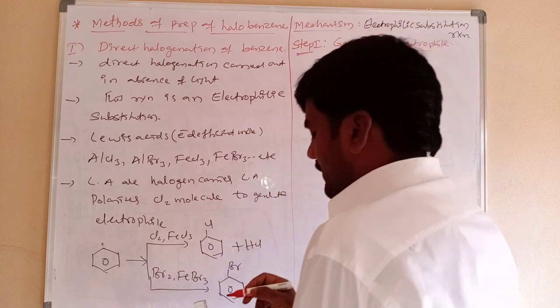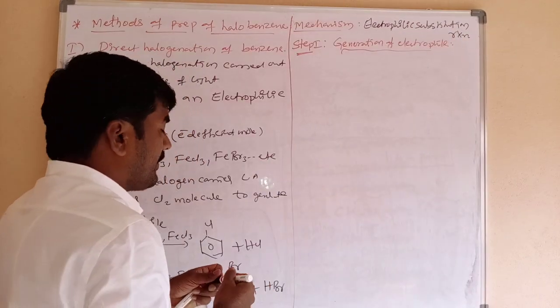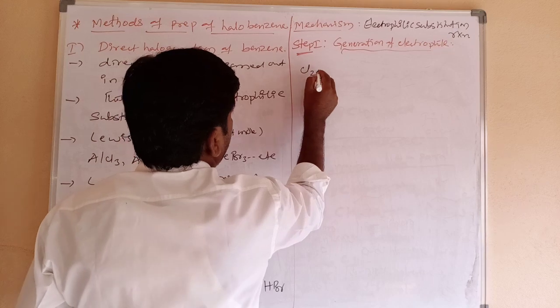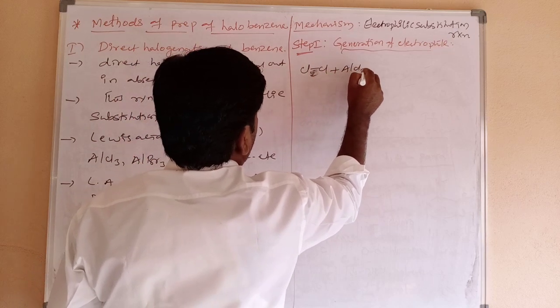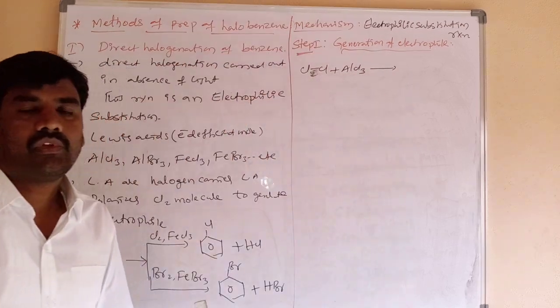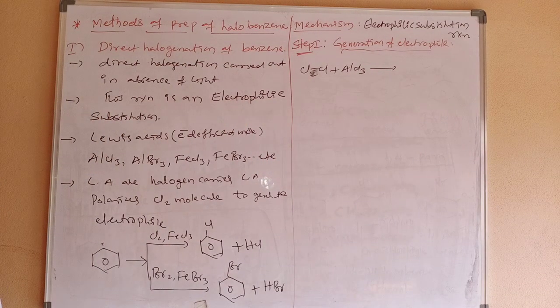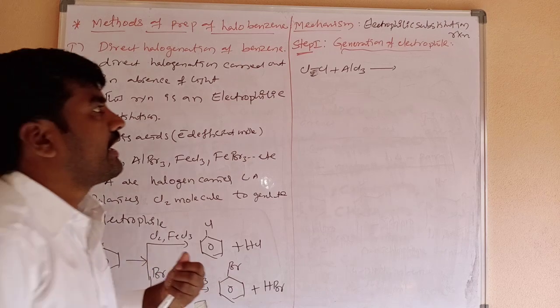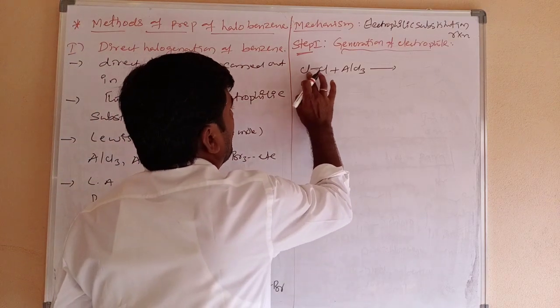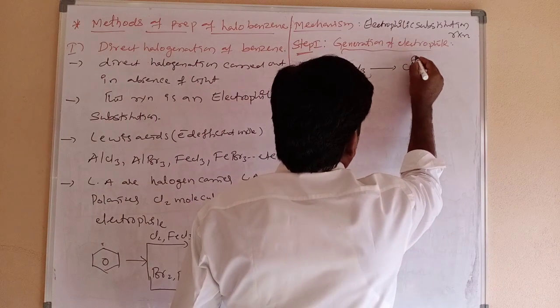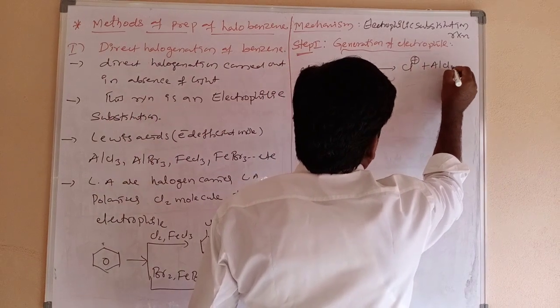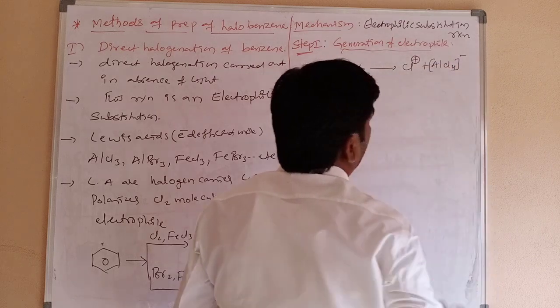What is the first step? Generation of electrophile. In this step, the Cl2 molecule, meaning Cl single bond Cl, reacts with AlCl3, a Lewis acid. What is a Lewis acid? Electron deficient molecules. They are halogen carriers, and it polarizes the chlorine molecule to form chlorine cation plus AlCl4 negative.